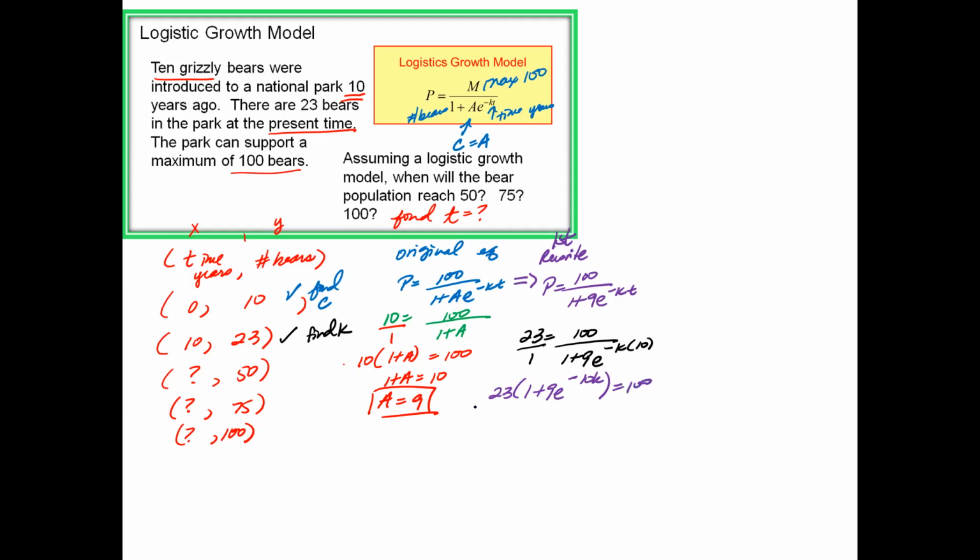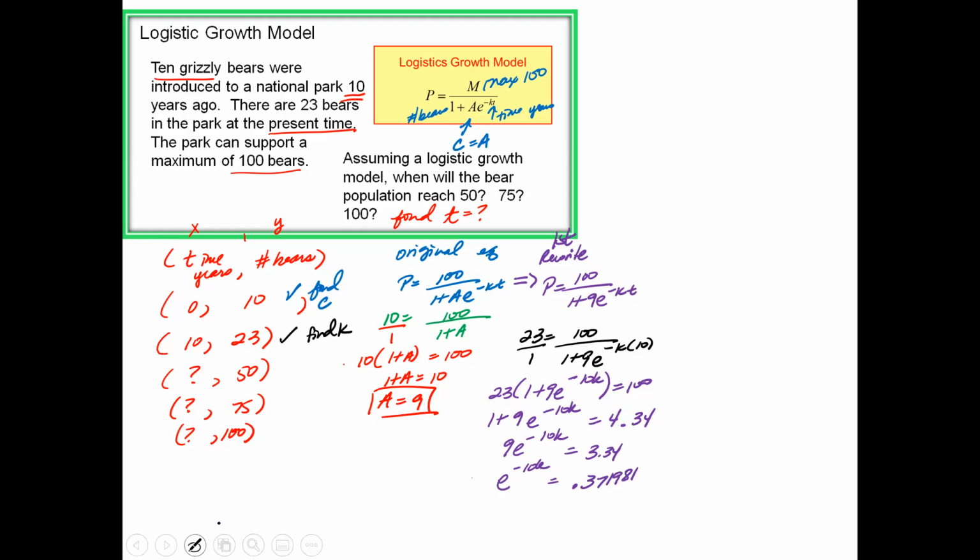Equal to 100 divided by the 23 on both sides, 1 plus 9e to the negative 10k equals 100 divided by 23, which is going to give you 4.34. Okay, subtract 1 on both sides, 9e to the negative 10k equals 3.34. Divided by 9 on both sides, e to the negative 10k equals 3.34 divided by 9, which is 0.371981.